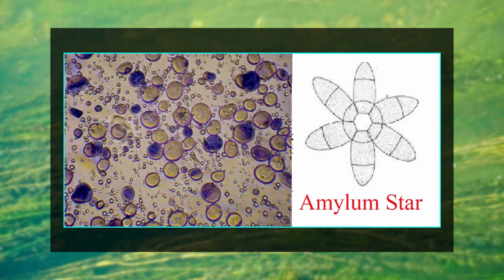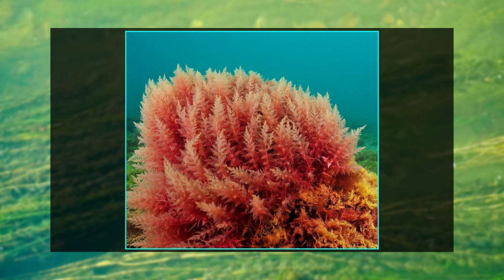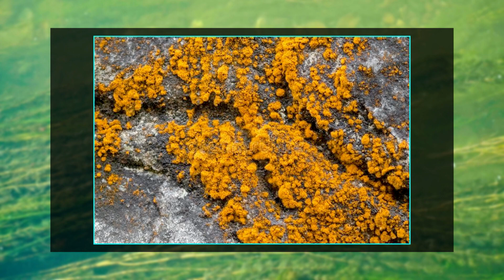Instead, they store food as laminarin starch. They store food in different form. Same is true with red algae and orange yellow algae. They store foods as oils. So reserve food is used by some biologists as a criterion for classifying algae.